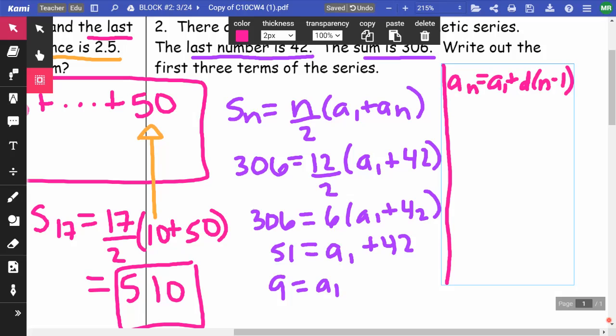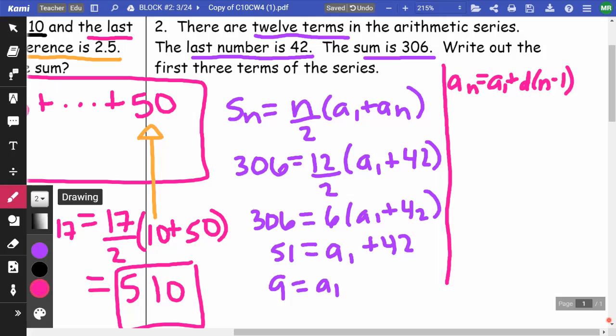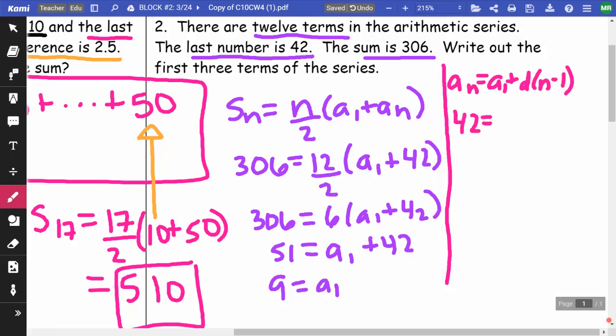Give myself a little bit more space. Okay, so I know that my A sub n is 42. I now know my first term is 9 plus D. I don't know D. I do know that there were 12 terms, so that means I'm going to go 12 minus 1, or basically 11. So I'm going to have 42 is equal to 9 plus 11D.